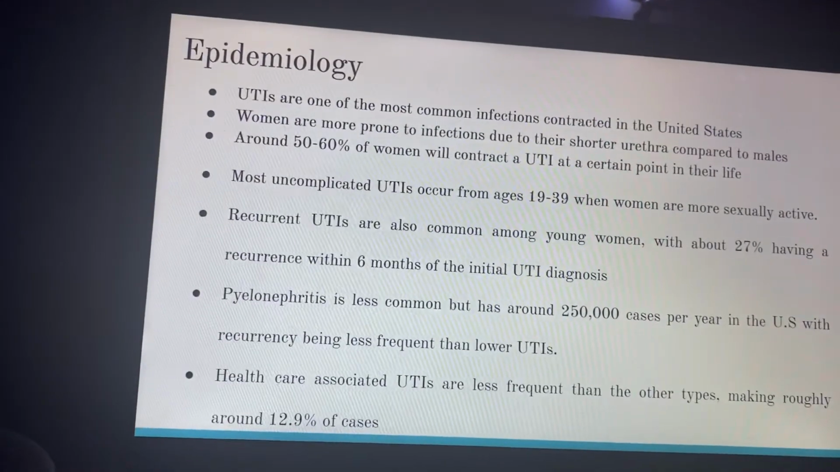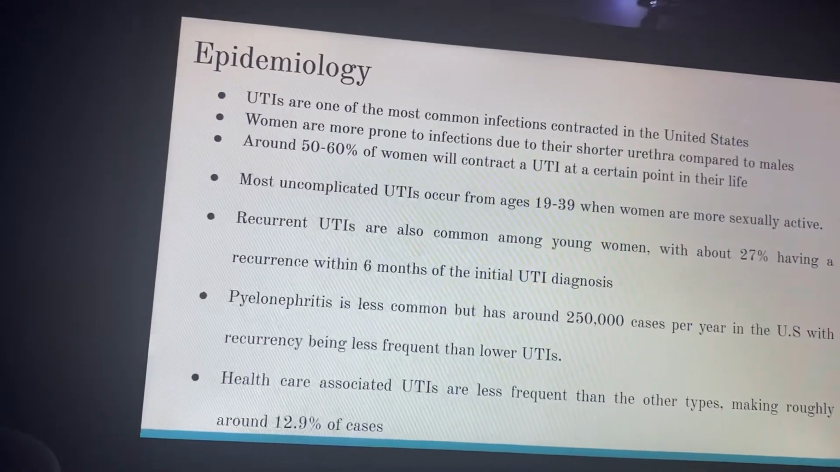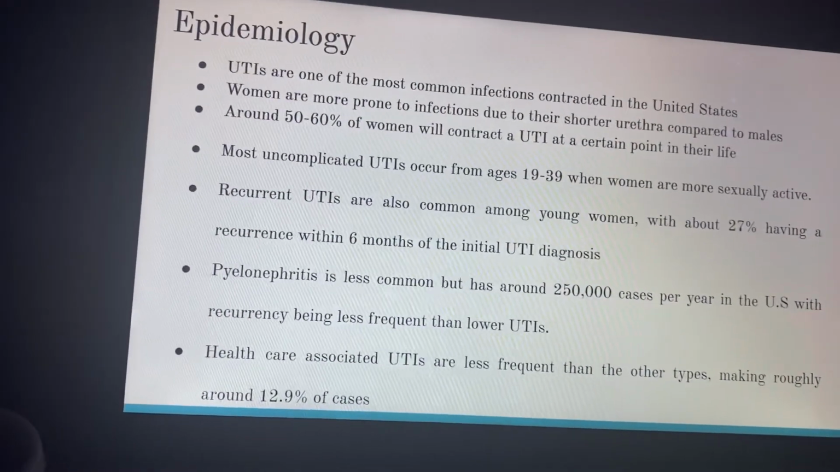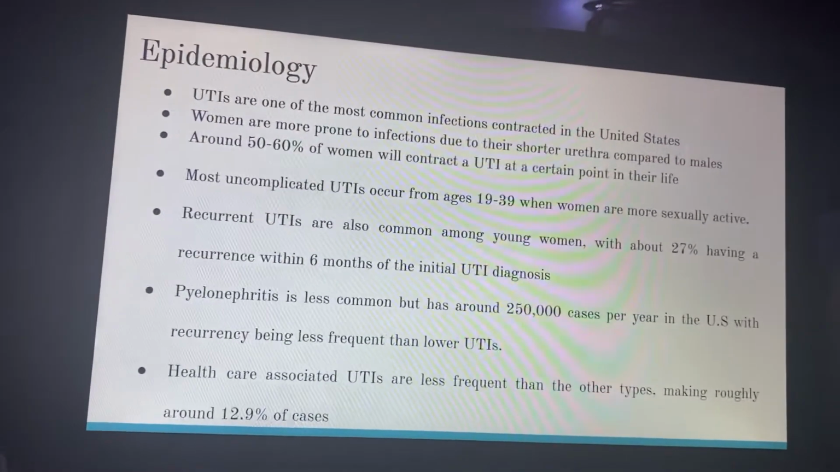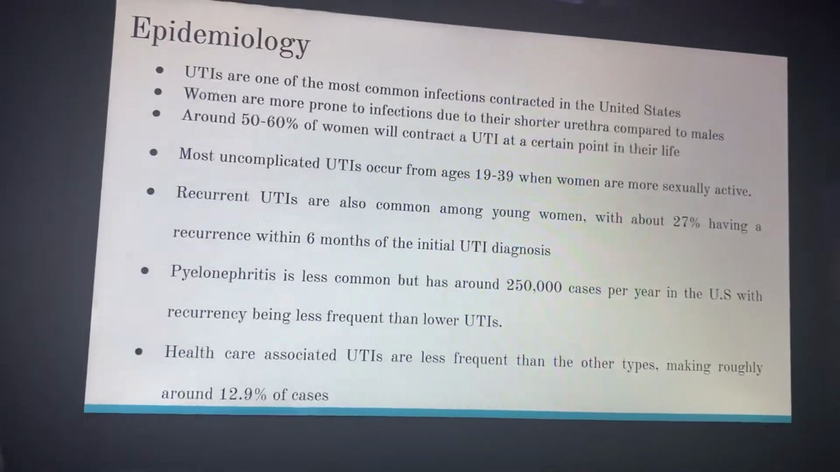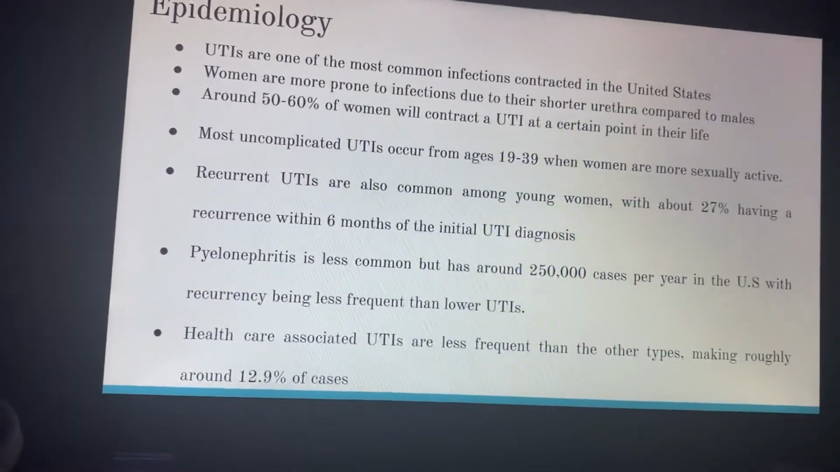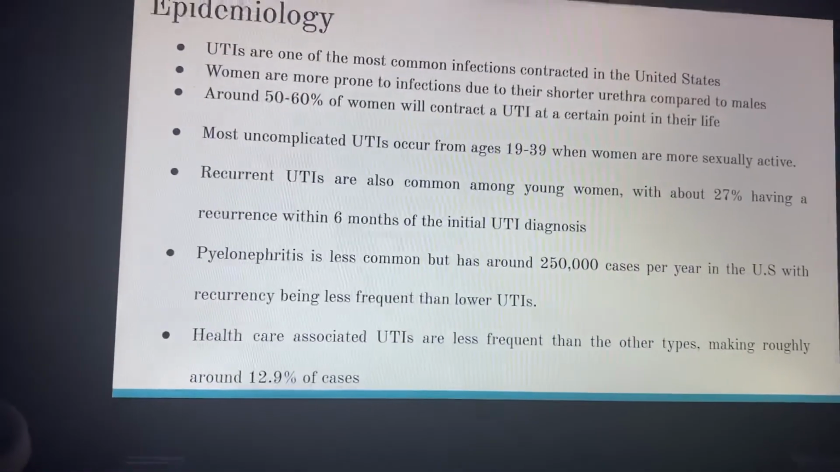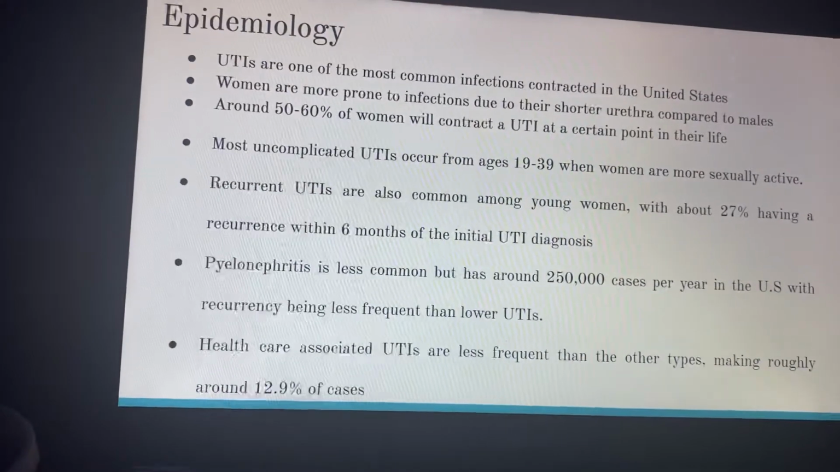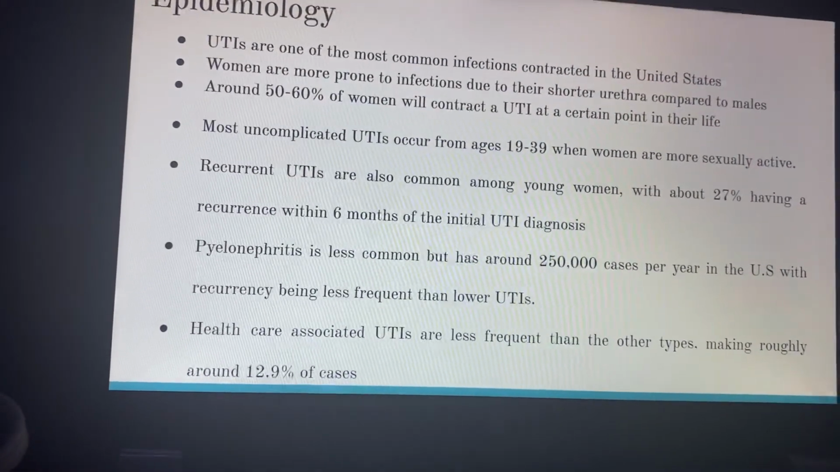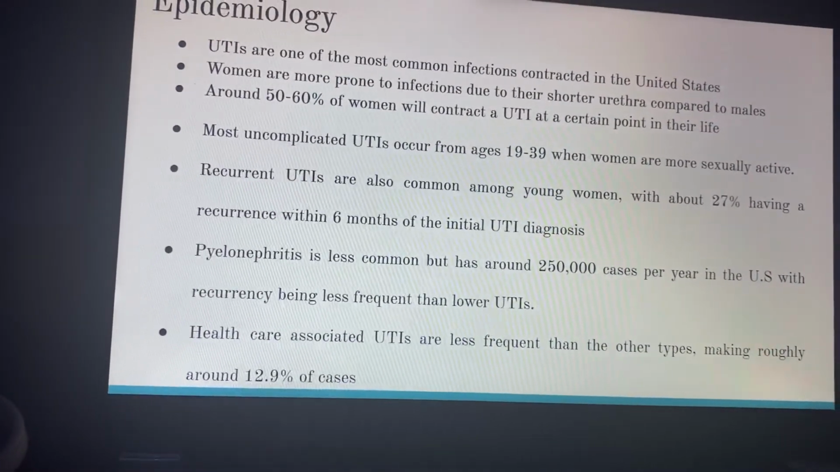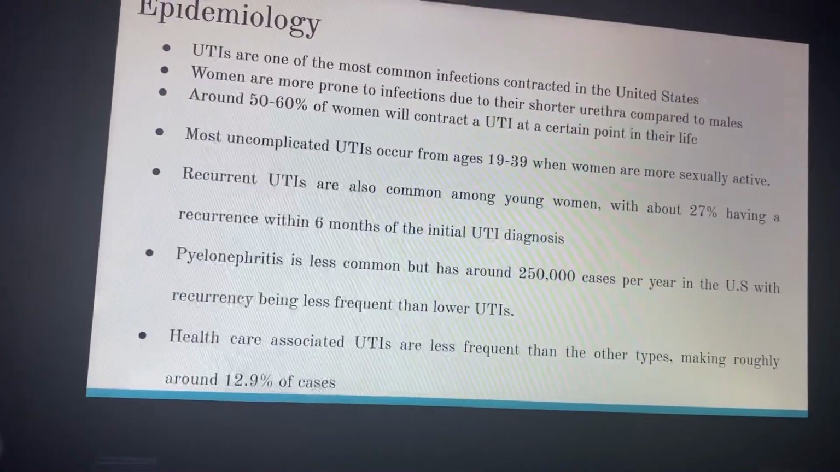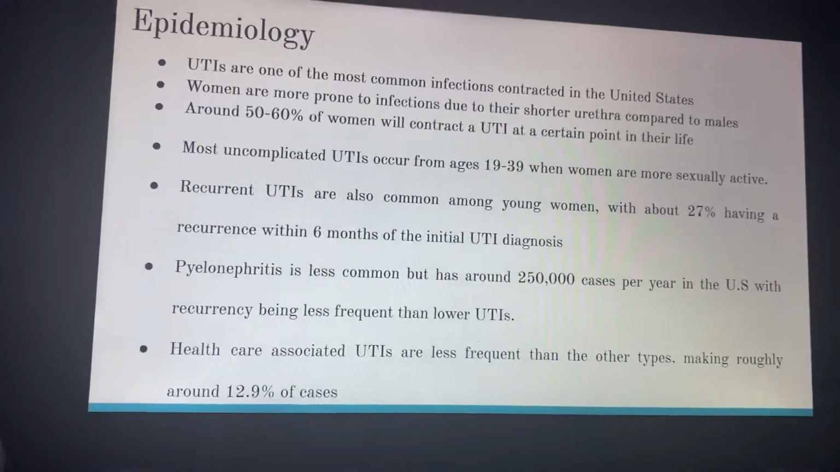So the epidemiology. UTIs are actually one of the most common infections, if not the most common infection contracted in the United States. Women are actually more prone to infections due to their shorter urethra compared to males. Males, I think, only make up about 20% of UTIs, so very low. Around 50 to 60% of women will contract a UTI at a certain point in their life, with most of these occurrences happening between the age of 19 and 39, when women are more sexually active.